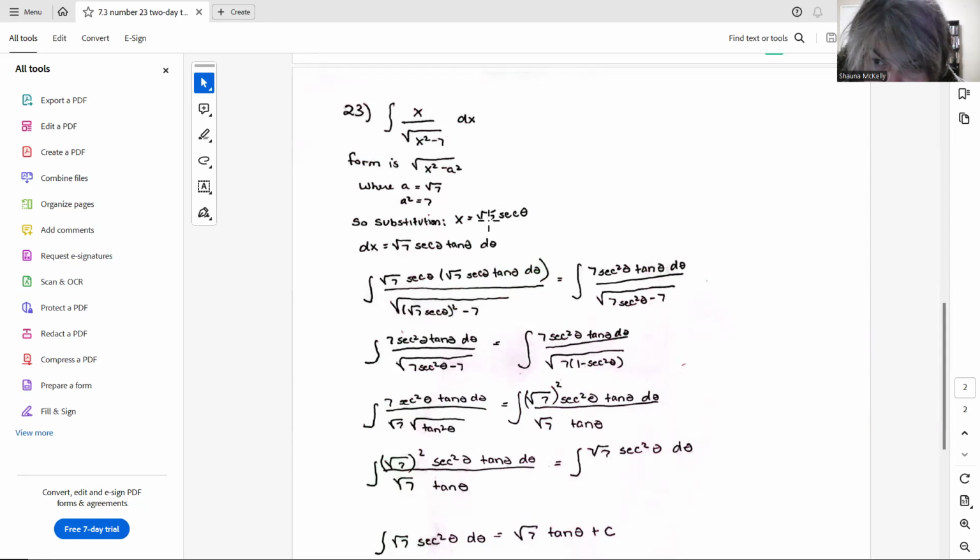Remember that the derivative of the secant is secant theta times tangent theta d theta. So then my dx is the square root of 7 secant theta tangent theta d theta. And then it's about plugging it all in. So I have x, which as we know is square root of 7 secant theta.